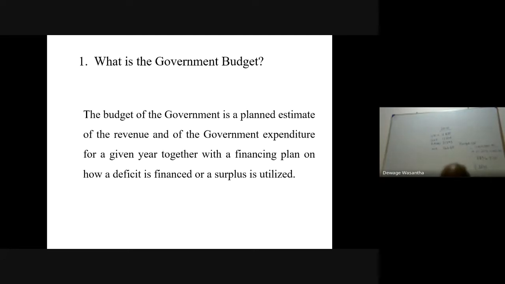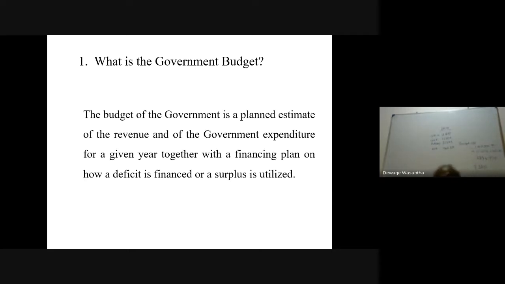Now this 2021 November 12th budget is presented for the coming year, 2022. How much does the government expect as revenue? Government revenue, how much do they expect? How much do they spend? Total government expenditure. So as a result, what would be the budget deficit or surplus? Then, when there's a budget deficit, you have to show the sources of financing. How are they going to finance this budget deficit?